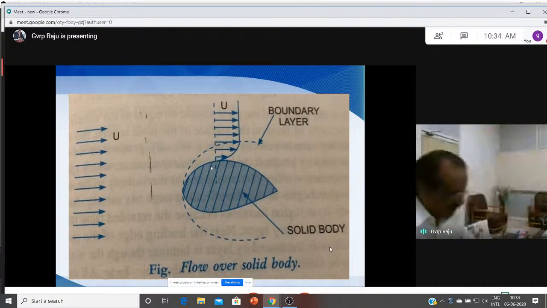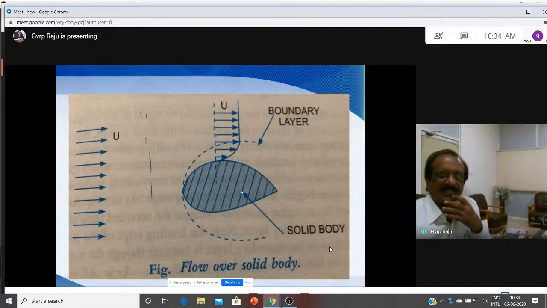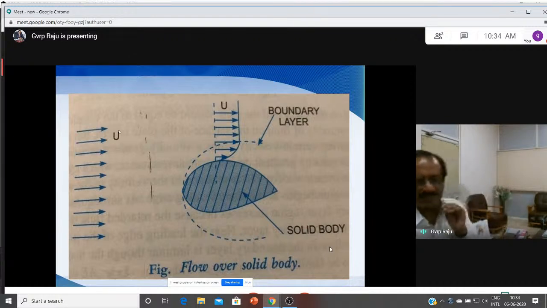Sorry for the small interruption. And here we have a solid body which is stationary, it is not moving, and this is a flow of real fluid here. Now it is moving over the stationary solid body. Then what are the observations? The fluid is real fluid. So when the real fluid flows past a solid body, on account of viscosity, it adheres.